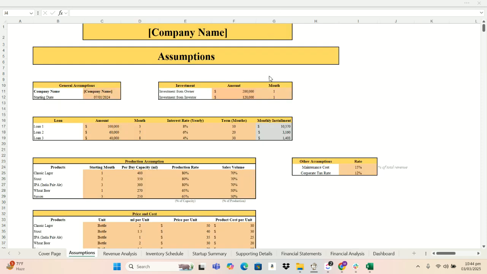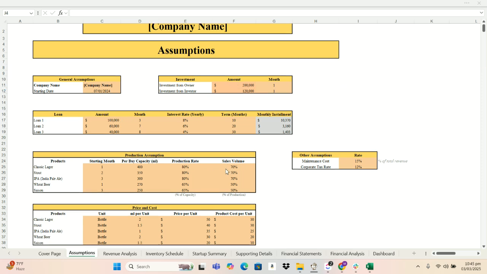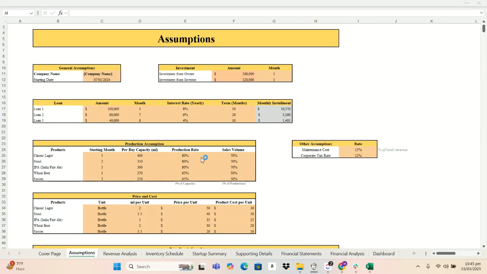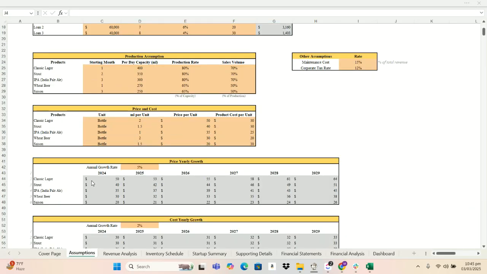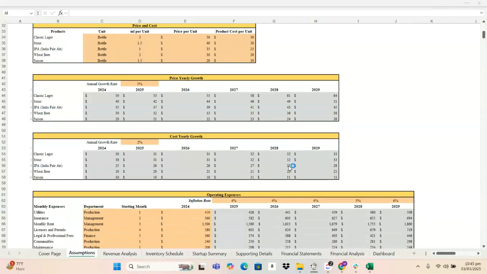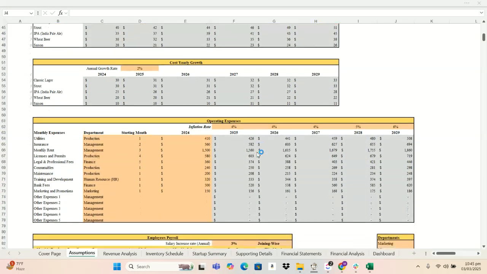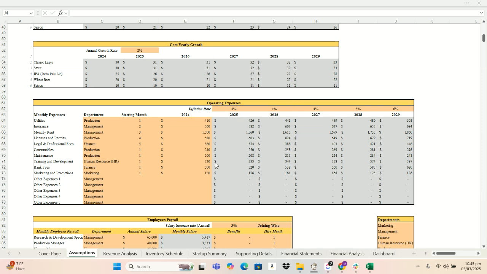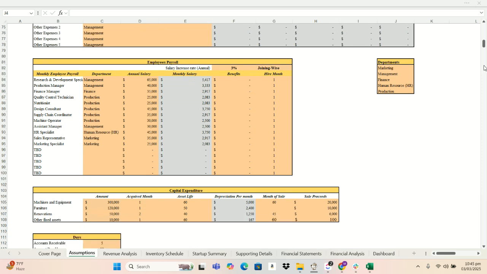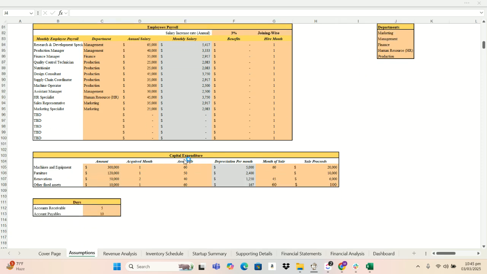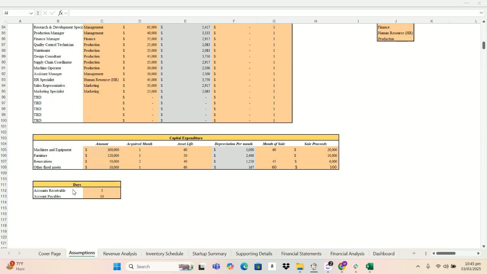Moving towards our first sheet, which is assumption sheet, here you can see company start date, investment table, loan table, then we have production assumption table, other assumptions, tax rate, then we have price and cost, then we have price yearly growth, then we have cost yearly growth, then we have our operating expenses table, then we have our employees payroll, departments are also mentioned here, then we have our capital expenditure table, and then we have our account receivable days and account payable days.